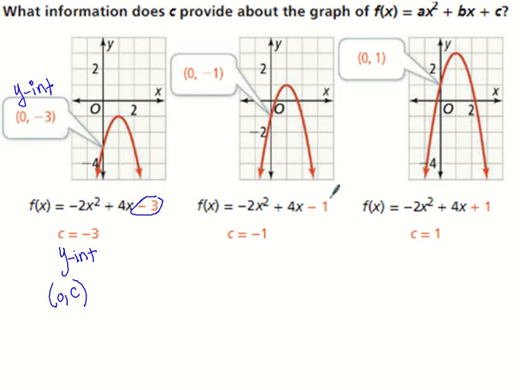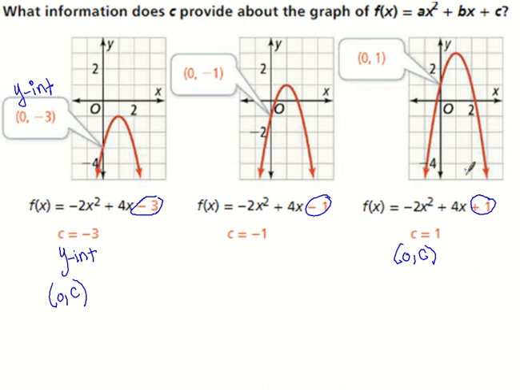But if you see that c is negative 1, it's at (0, negative 1). We can graph that as a point. And we have positive 1. Like I said, it will always be (0, c), but you always have to make sure you take the sign in front of it. And then you can see they graphed (0, 1). So the c gives us the y-intercept of 0 and whatever c is.